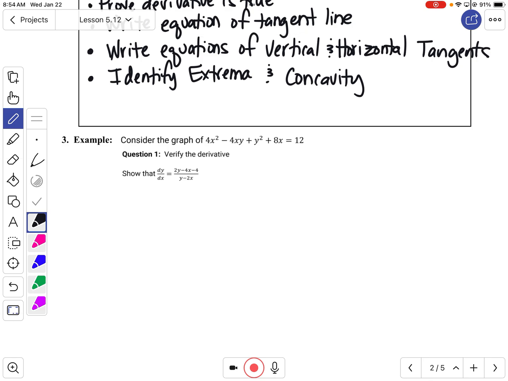So let's take this implicit relation, 4x squared minus 4xy plus y squared plus 8x equals 12. First thing they want me to do is to verify the derivative. Okay, they gave me dy dx. In other words, show me the work that gets me there. Go.